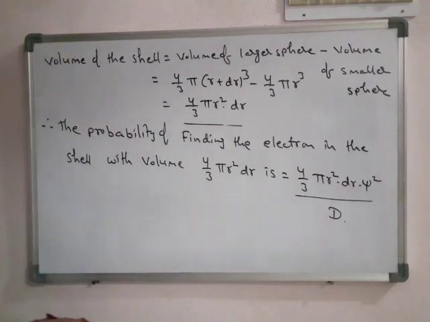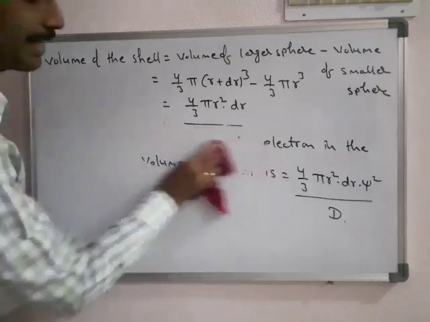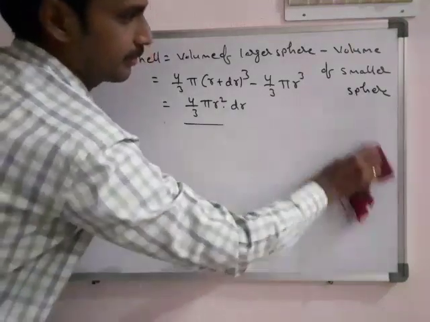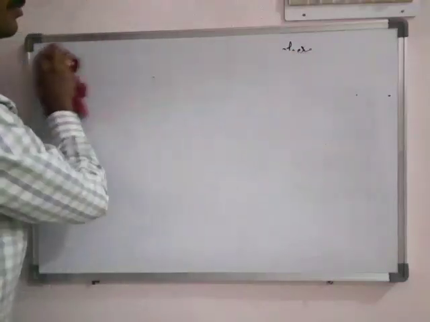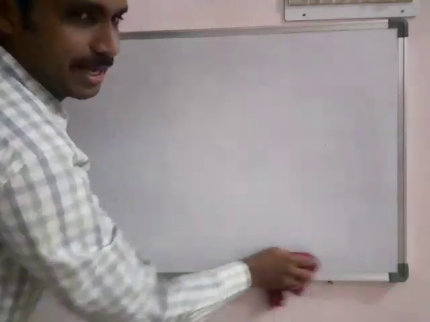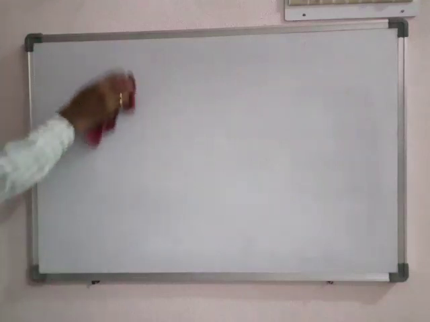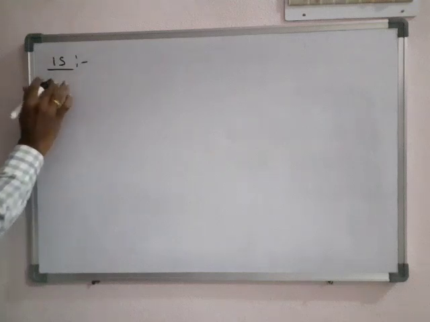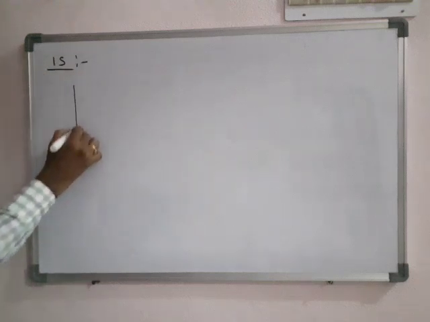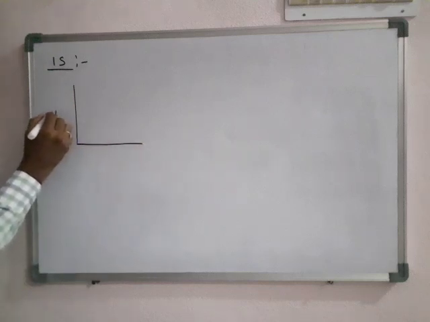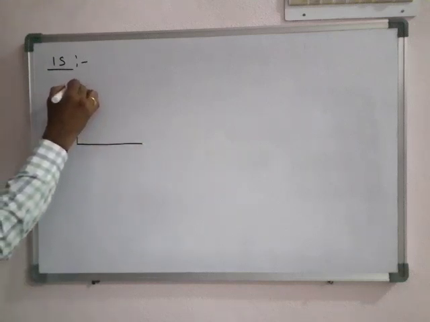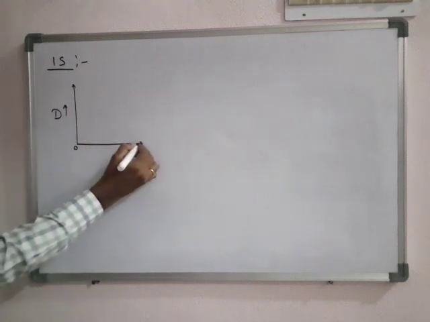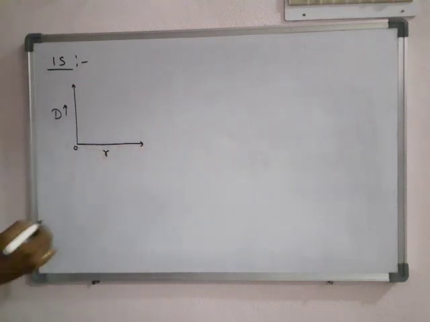So now we see some plots, some radial probability curves. Okay, just listen two or three times to understand it. So radial probability curves for the 1s orbital. On the y-axis capital D, on the x-axis take distance, that is the distance from the nucleus.